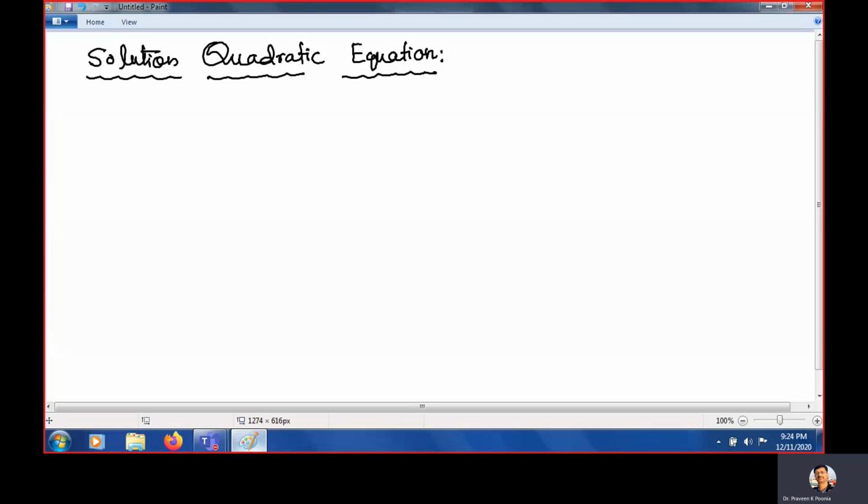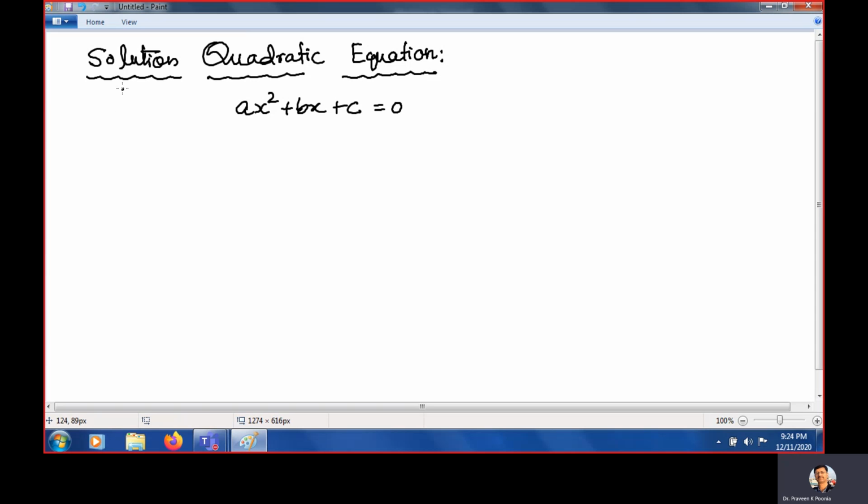Hello students, this is week number 10 and we are going to study the topic solution of quadratic equations. As you remember, in the last week we learned about the quadratic equation. What is a quadratic equation? ax² + bx + c. This is a polynomial, and if we put it equal to 0, it becomes a quadratic equation.